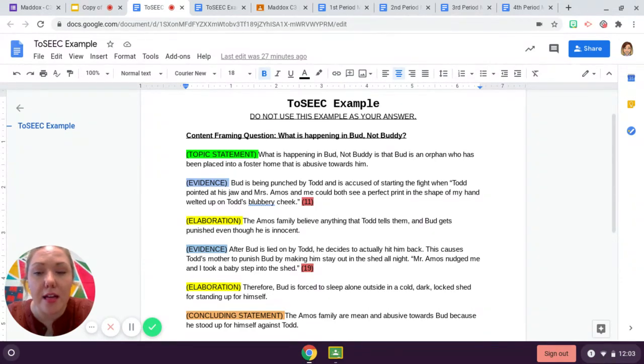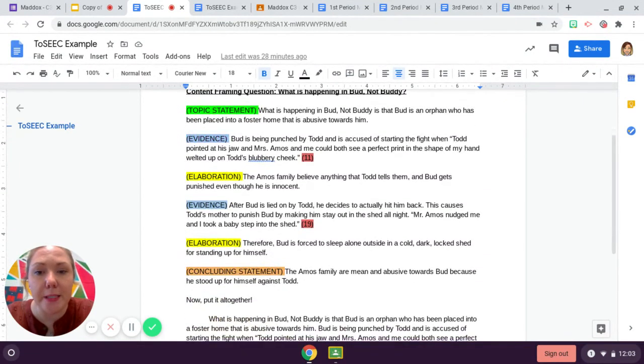So your topic statement: what is happening in Bud, Not Buddy is that Bud is an orphan who has been placed into a foster home that is abusive towards him. Now notice that I restated the content framing question. What is happening in Bud, Not Buddy? What is happening in Bud, Not Buddy is that... I restated the question.